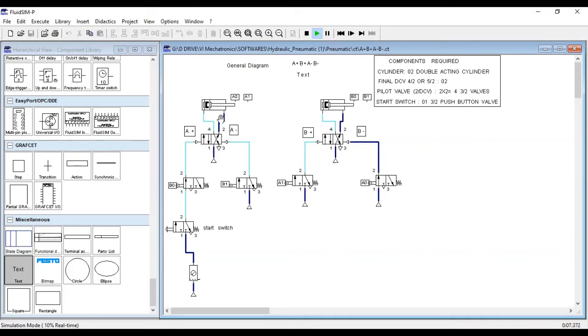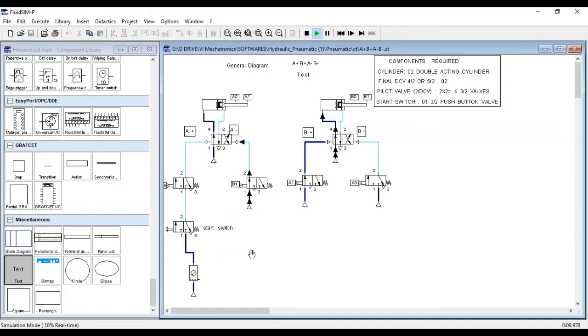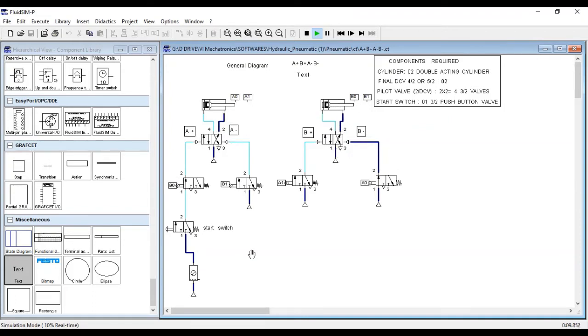Okay, so let's start this switch. See, A positive, B positive, A minus, B minus. Okay, so this is a single cycle wherein we have completed our A positive, B positive, A negative and B negative. So this is how these circuits are made. Surely practice this, you can easily make this.